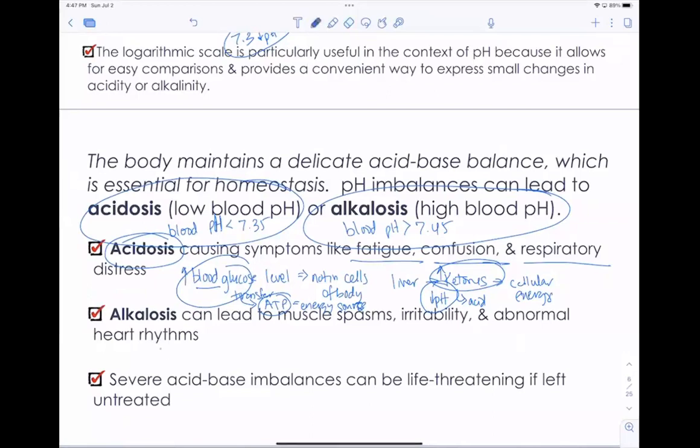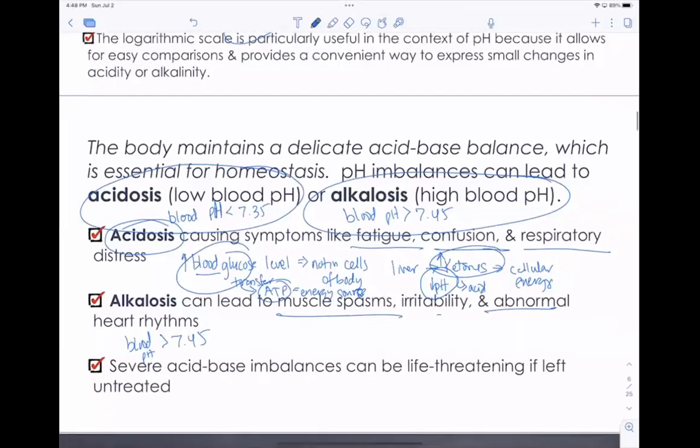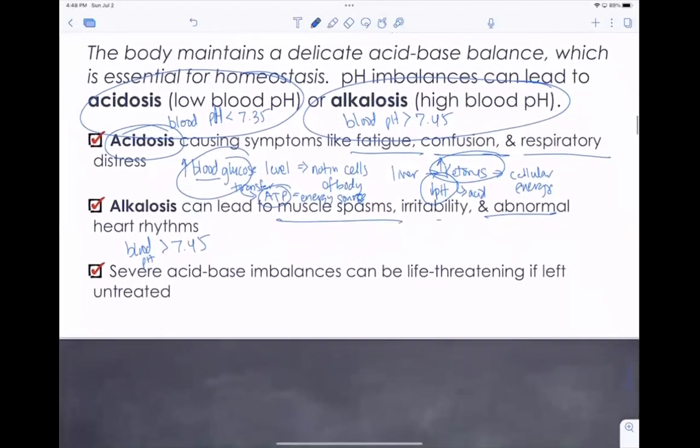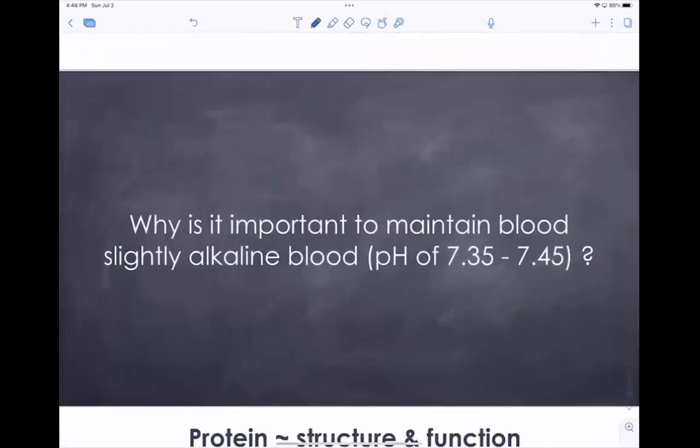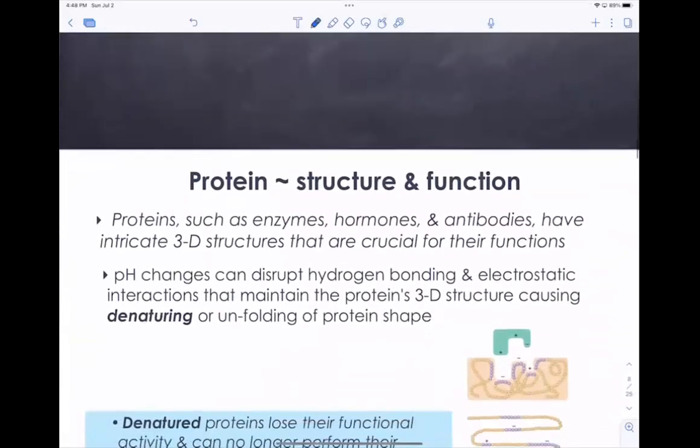Alkalosis is less common, but there you have too much base, right? So blood pH is going to be greater than 7.45, with muscle spasms, irritability, and abnormal heart arrhythmias. So the heart's not pumping blood as effectively. It can also be life-threatening. It's just not as common as acidosis. And so what's going on when the pH drops below 7.35 or goes above 7.45? Why is it important, right?